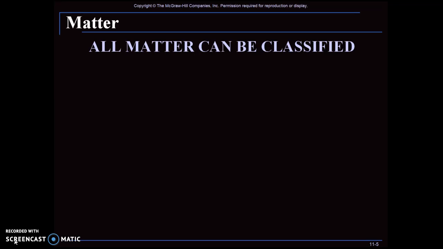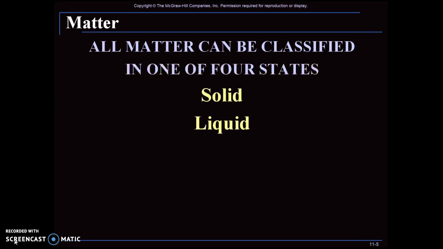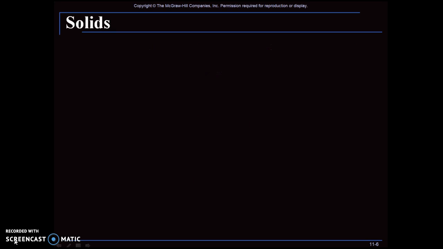Matter. All matter can be classified into one of these four states. Let's see what those are: solids, liquids, gases, and plasma. So the materials can be classified into four different categories: solids, liquids, gases, and plasma. We can also call these phases of material. So a material could exist in any one of these four forms.